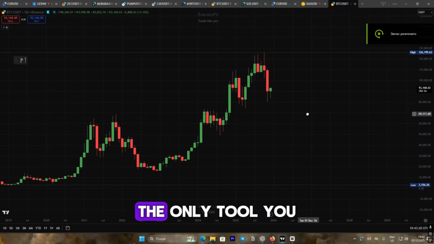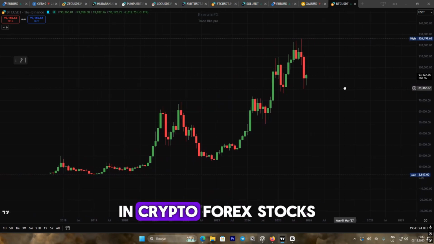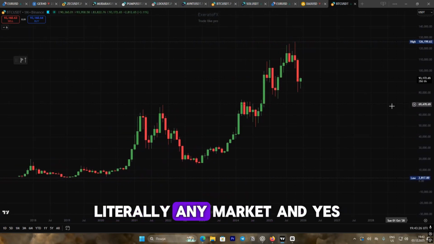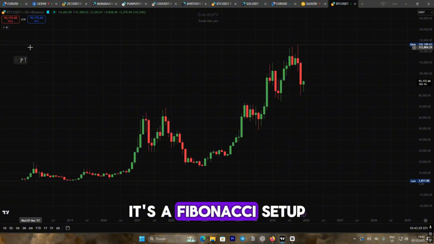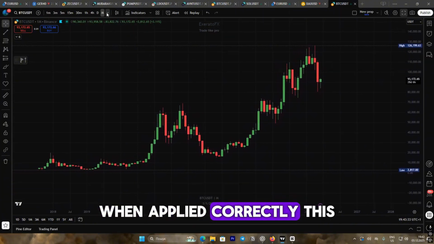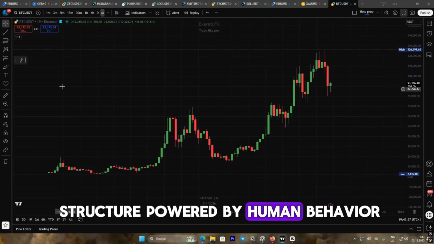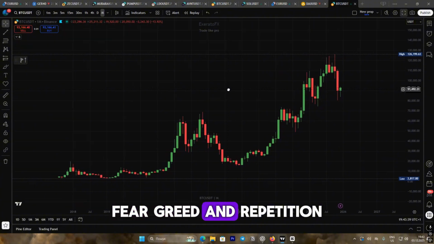Today, I'm breaking down the only tool you need to consistently catch high probability moves in crypto, forex, stocks, literally any market. And yes, it's a Fibonacci setup that can reach a 100% win rate when applied correctly. This isn't magic. This isn't guessing. This is pure market structure powered by human behavior, fear, greed, and repetition.